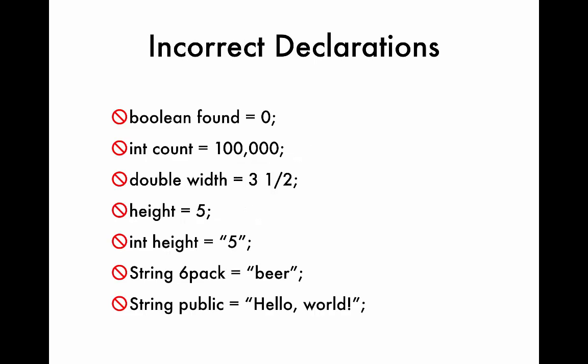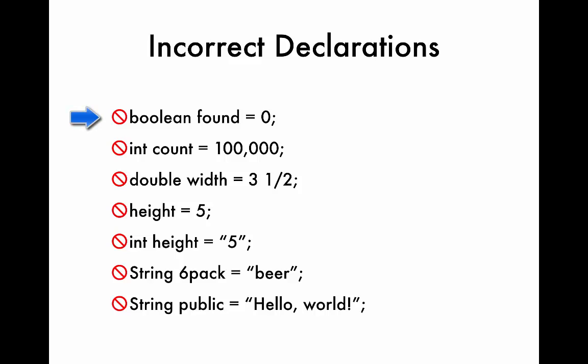Here are some incorrect variable declarations. If I give you 5 seconds to pause the video, can you go through each of these declarations and tell me why they are incorrect? 5 seconds starting from now. Okay, let's go through them one by one.